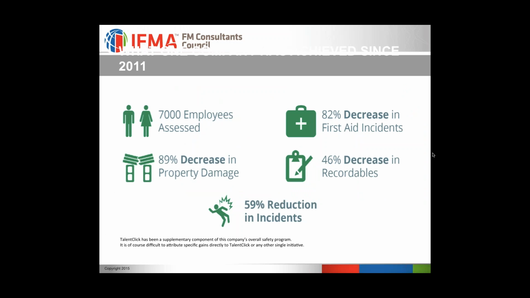I said I would show you a bit of data. Sorry, again, the title has shifted a bit outside the box, but this is what one organization has achieved since 2011, since we started working with them. We assessed over 7,000 of their people, and in the 4 years since, they have seen an 82% decrease in first aid incidents, 89% decrease in property damage, 46% decrease in recordables, and 59% reduction in incidents.